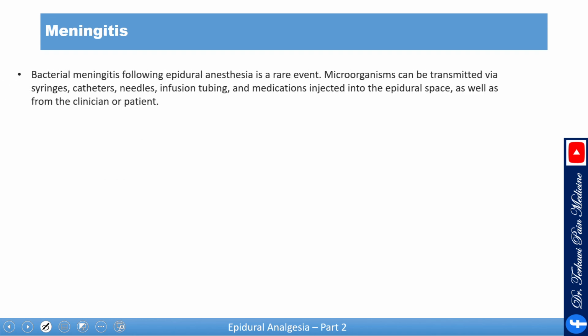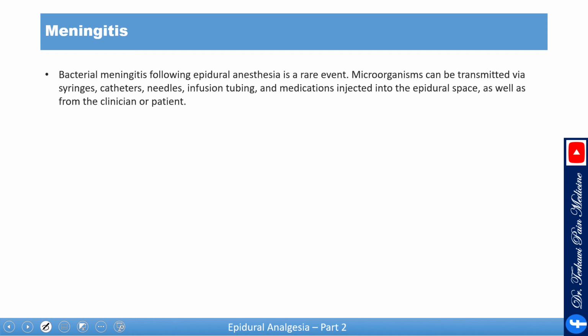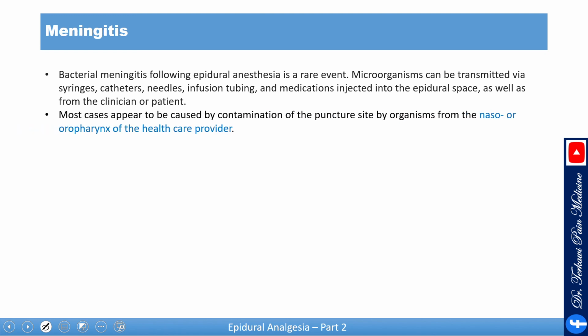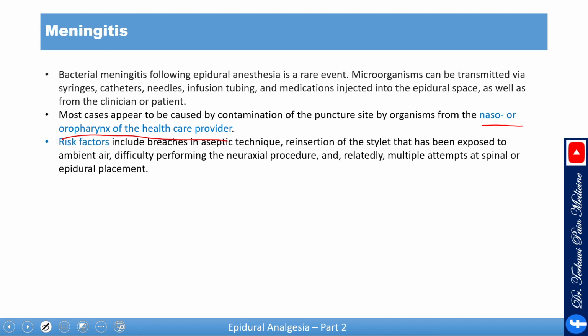Meningitis, bacterial meningitis following epidural anesthesia or analgesia, also rare. Microorganisms can be transmitted via syringes, catheters, needles, infusion tubing, etc. Most cases appear to be caused by contamination of the puncture site by organisms from the nasal or oropharyngeal flora of the healthcare provider. Risk factors include breach in the aseptic technique, reinsertion of the stylet that has been exposed to air, difficulty performing neuraxial block, multiple attempts, etc.